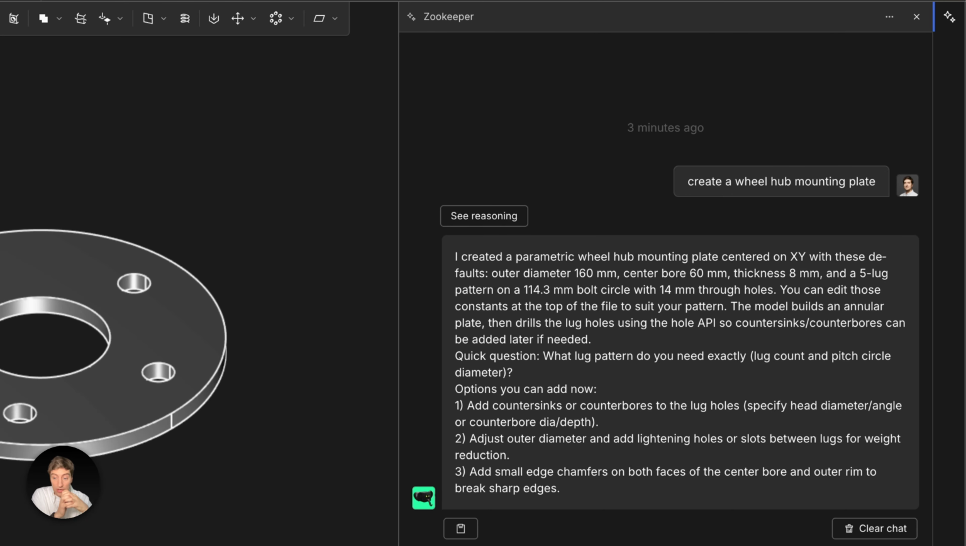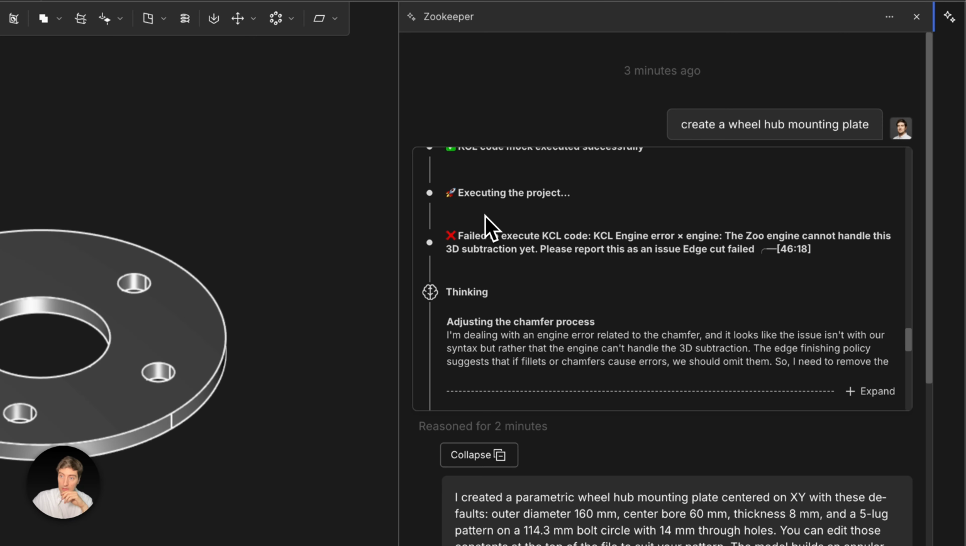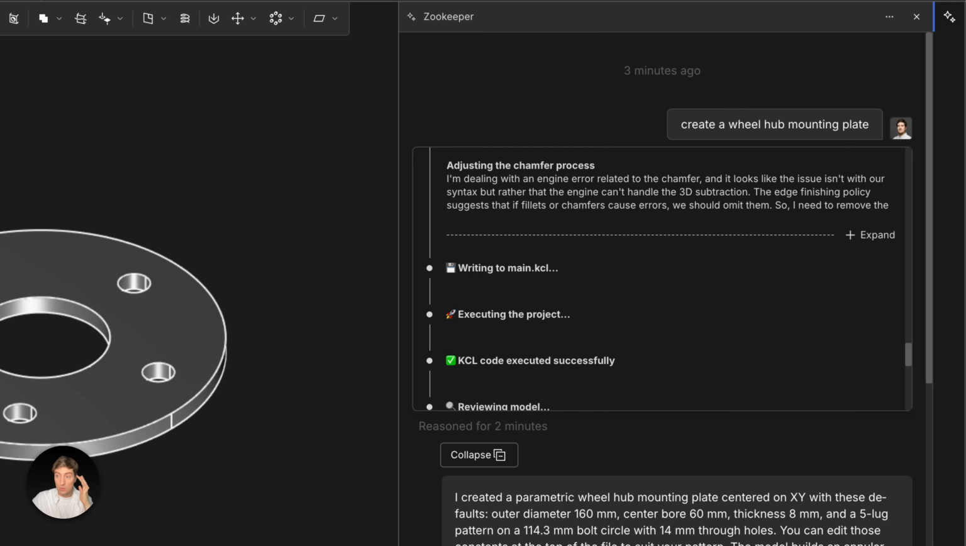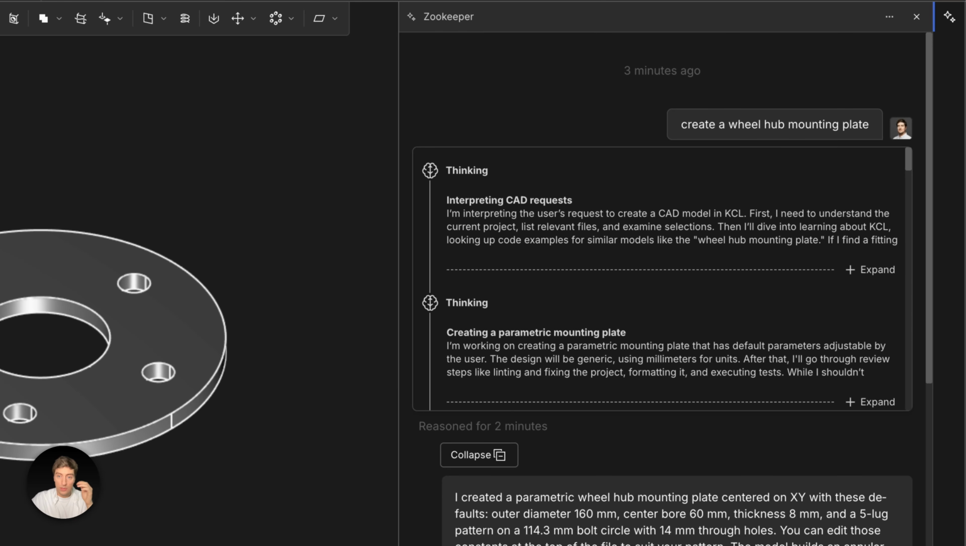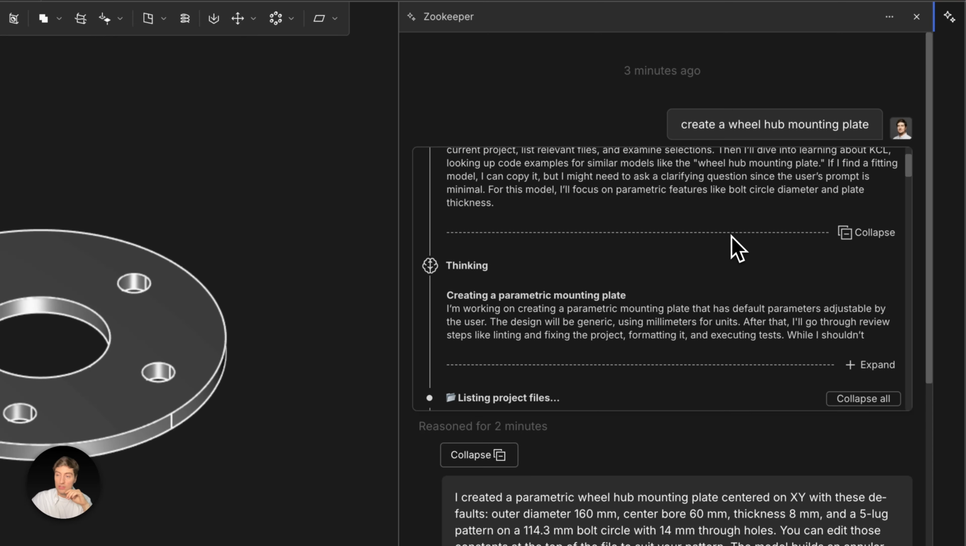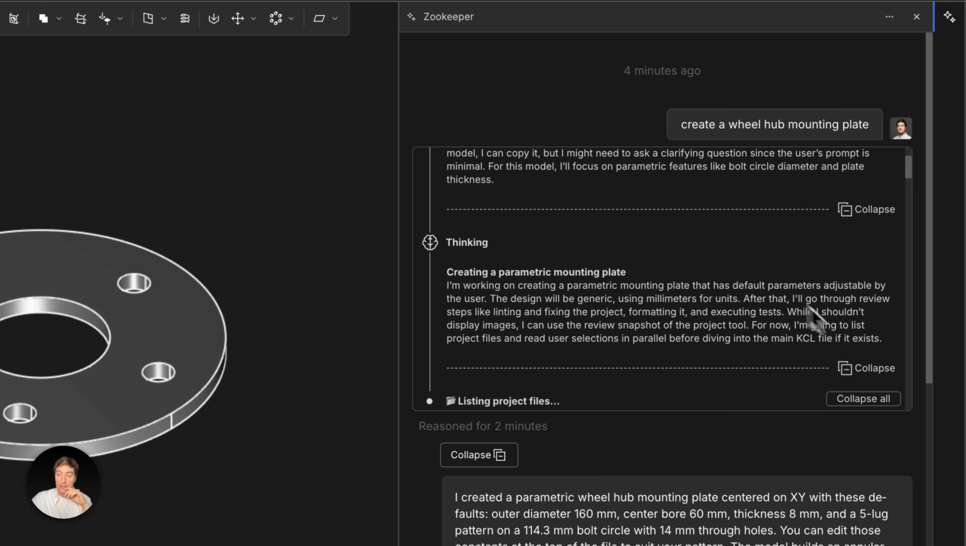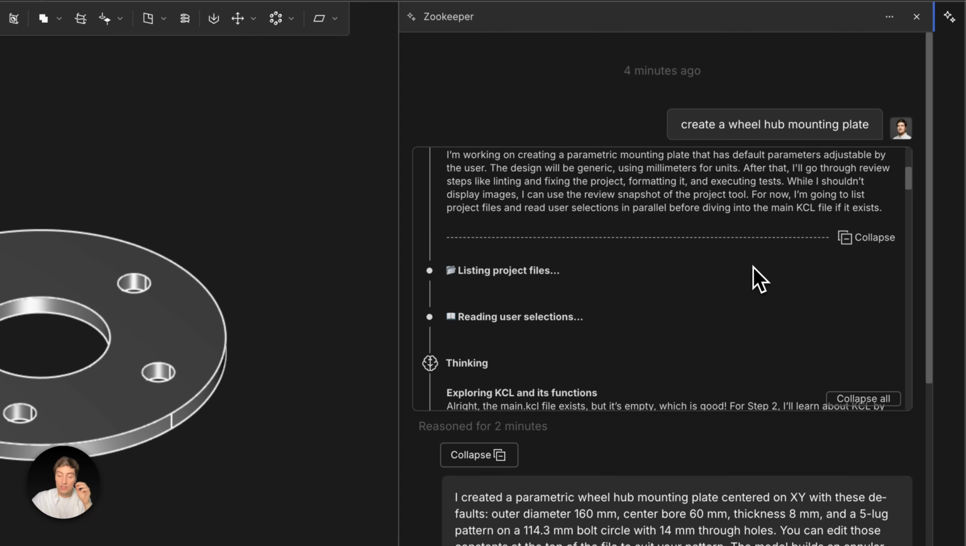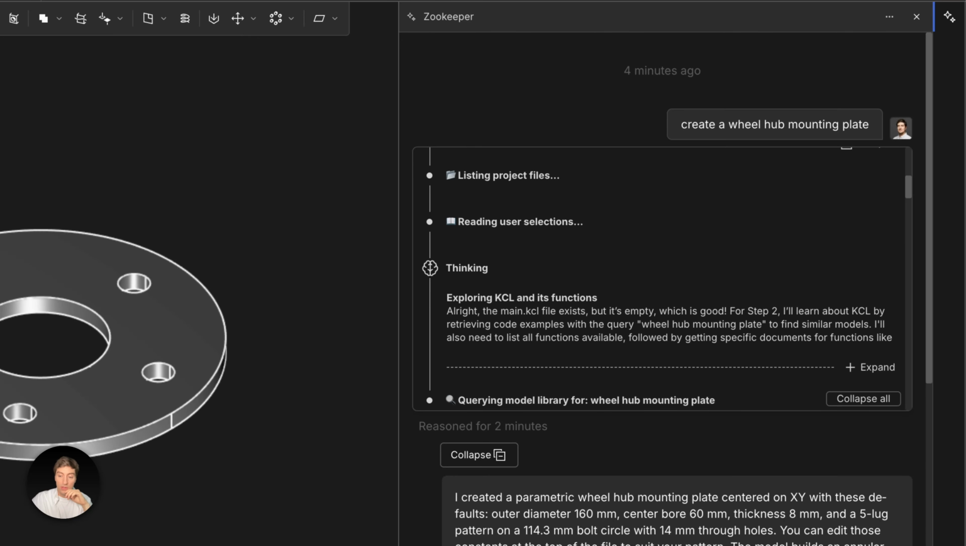And whenever Zookeeper is ready, you can always go back to the reasoning in order to understand why things are the way they are. You can go all the way to the very beginning of the process and understand why there are 5 holes, why there is a hole inside, why the thickness is that, why it is circular. All these questions can be found out just by walking down the reasoning, expanding the parts, and reading and trying to understand it and follow the logic.